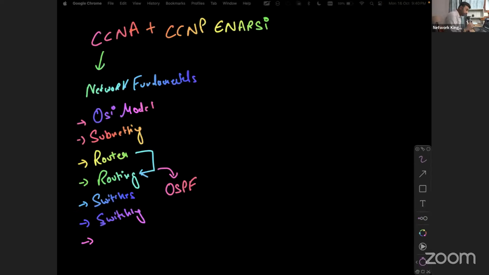So OSPF we are going to learn in CCNA as an overview. After that, we learn topics like NAT, which is a very, very important topic in CCNA, the network address translation. Then we learn about ACL, access control list, like how to block anyone from accessing websites like Facebook, Gmail and all, but we are going to learn it in the router.